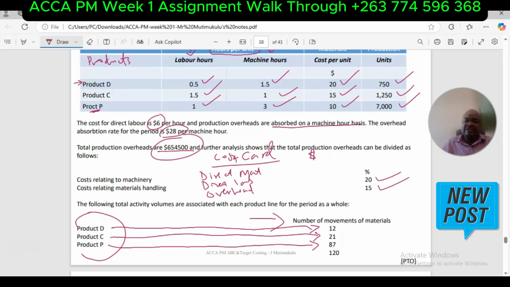All right, and if we add these and this one, we are going to get a total of 120 movements. Are we together, ladies and gentlemen? Good. You should have seen that 120 there is the total of the other three figures.